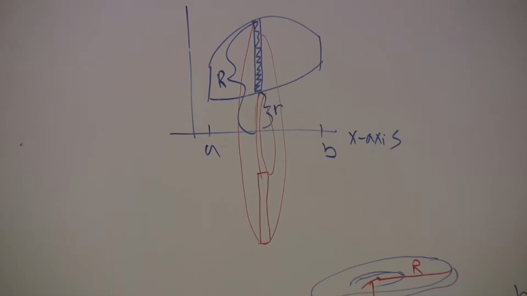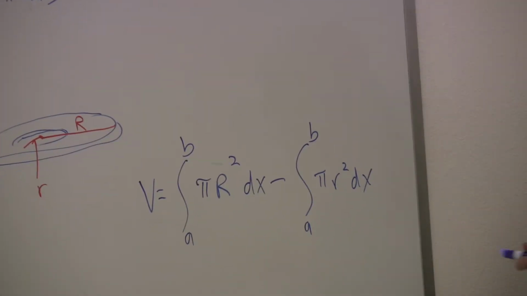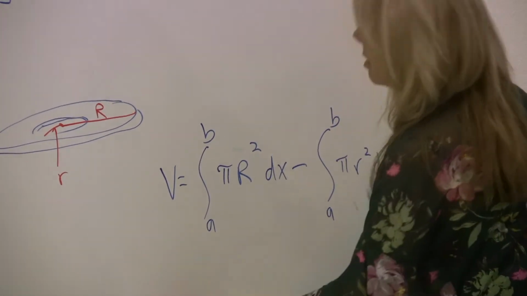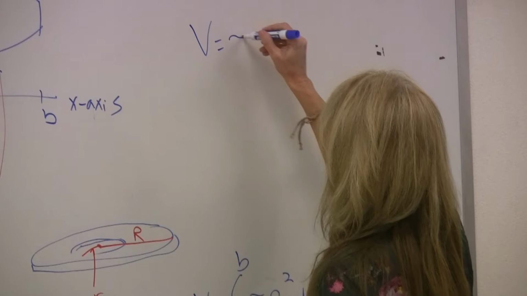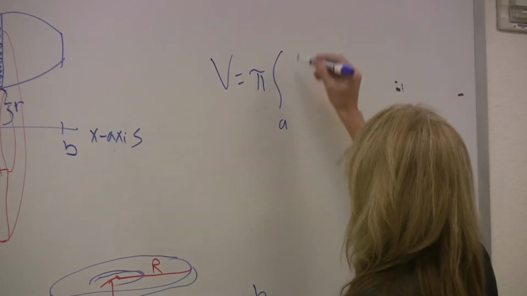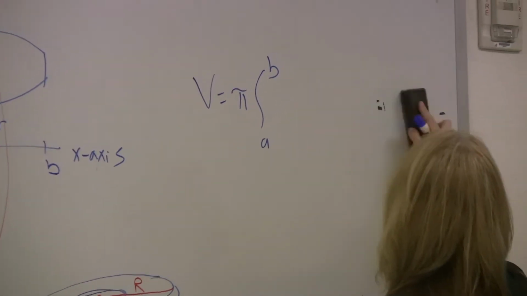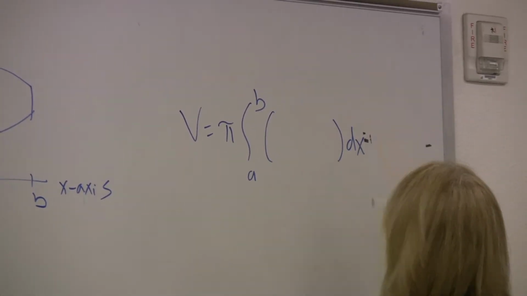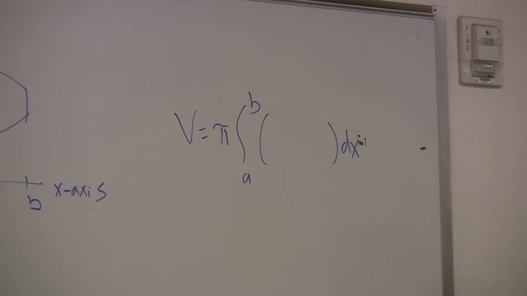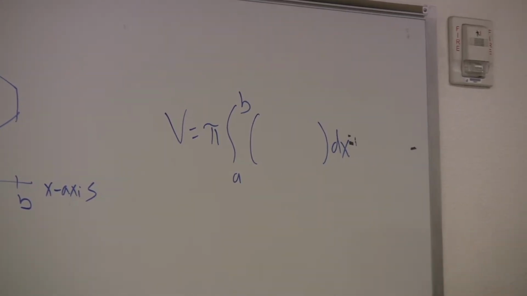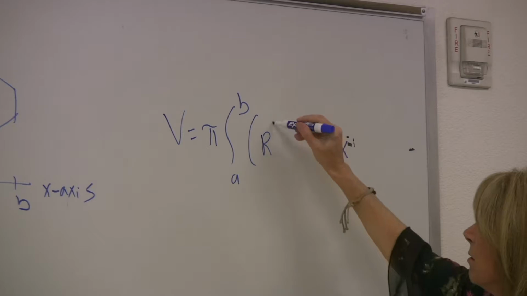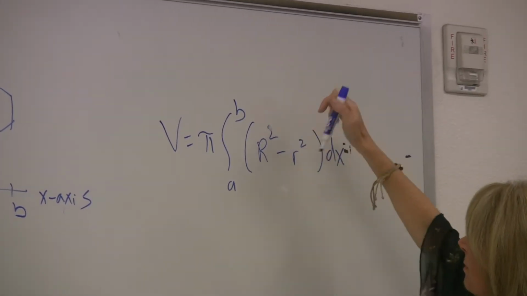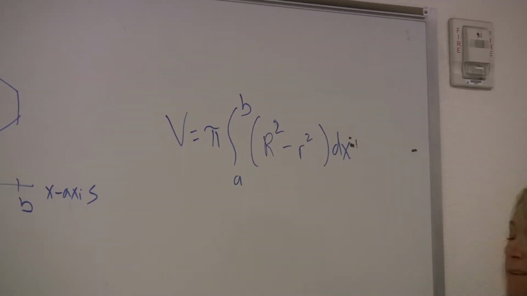You can actually put these together nicely as, let me write it higher so you guys in the back can see it, as pi times the integral from A to B. Oh, that doesn't erase, it's stuck down there. Times what? What goes here? Big R squared minus little r squared.